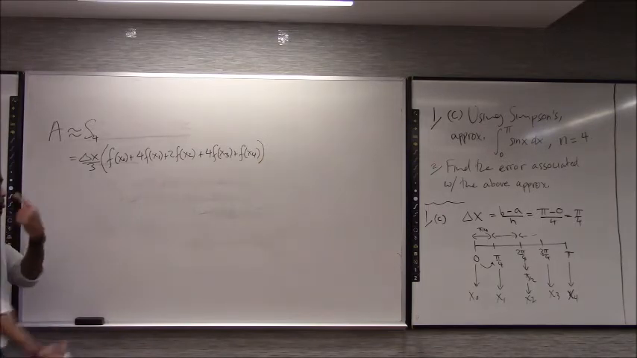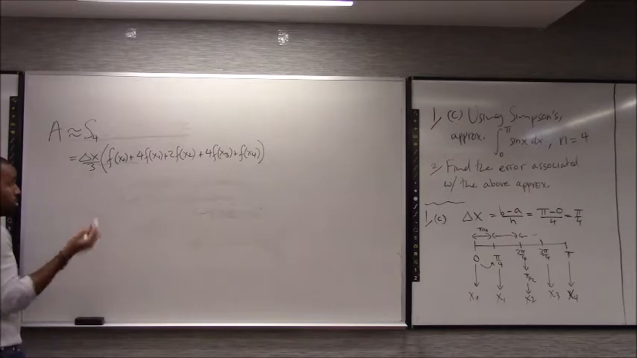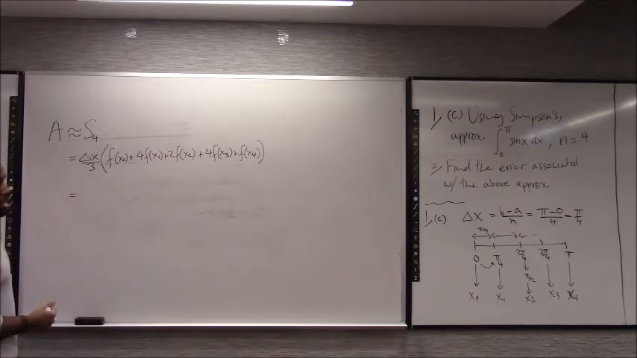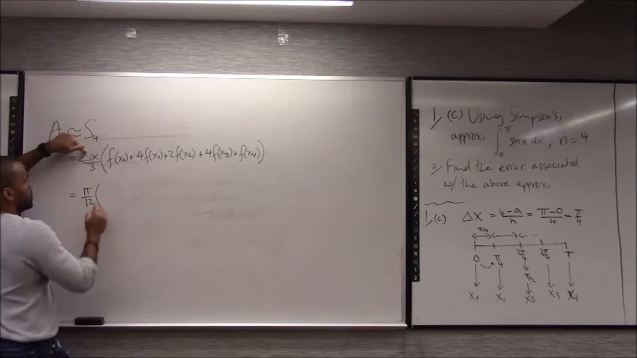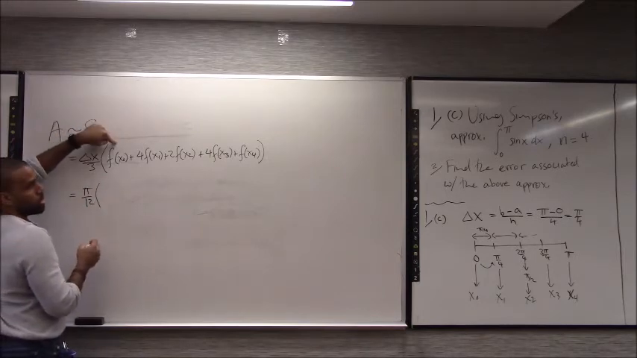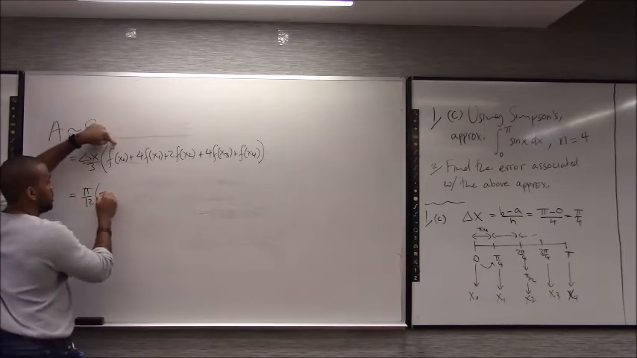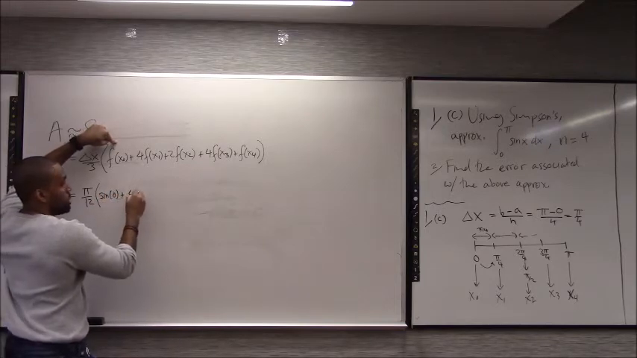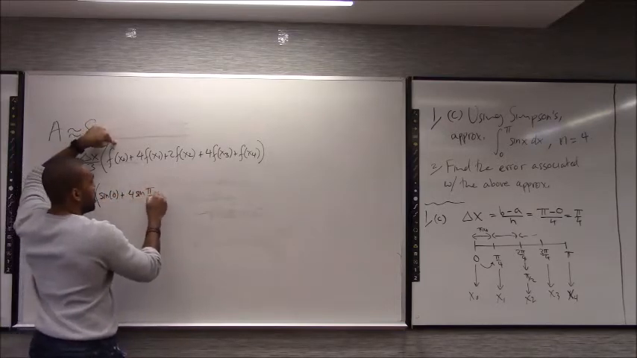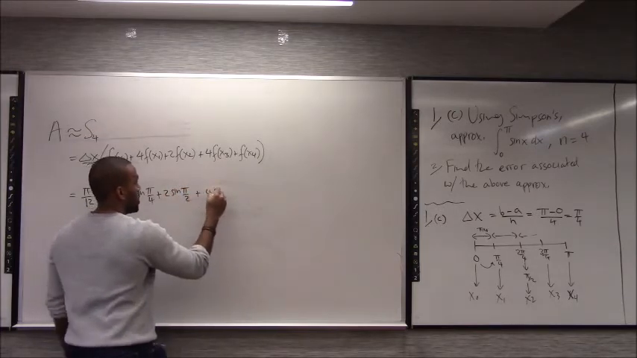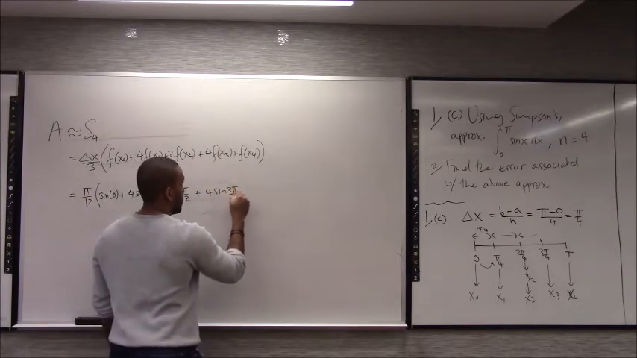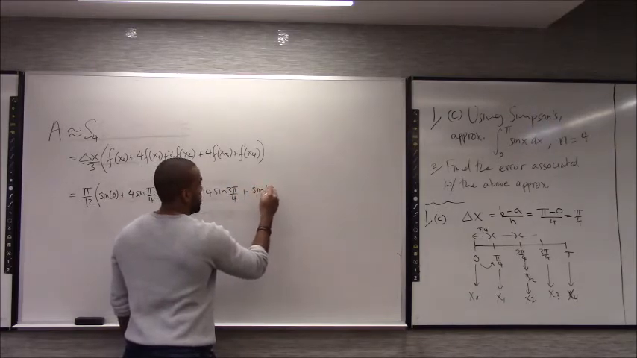That's going to be on the sheet, which I'm going to give you. So you can memorize that if you want, but you don't have to. And now you actually just plug in these values. So our delta x is pi over 4, so I'm going to plug that in here. So I'm going to get pi over 12 times f of x0, which is pretty much just the sine function, sine of 0, plus 4 times sine of pi over 4, plus 2 times sine of pi over 2, plus 4 times sine of 3 pi over 4, plus sine of pi.